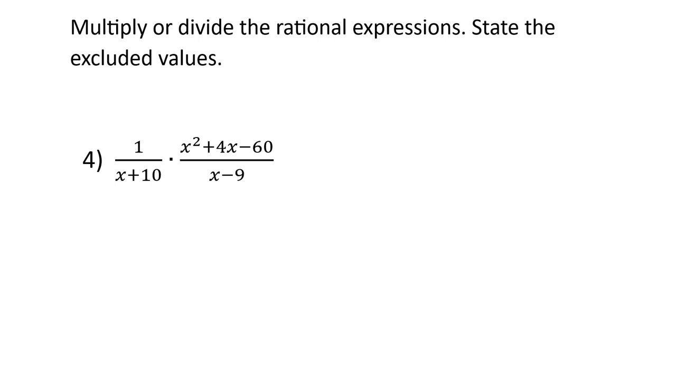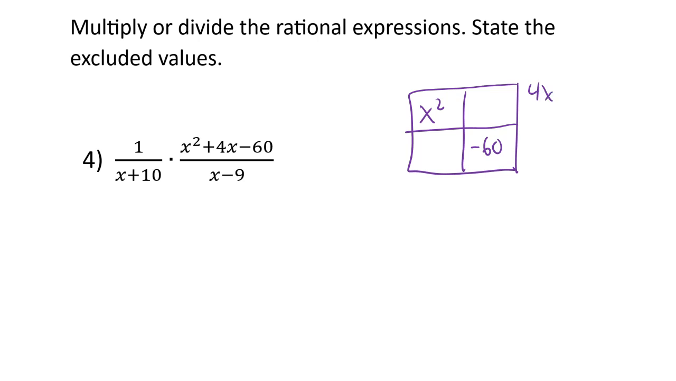multiplication/division problems. State the excluded values. So for multiplication, I always like to start off the problem by factoring. So in the first fraction, there's nothing to factor, but in the second fraction, there's that trinomial on top, x squared plus 4x minus 60. I am going to factor that. All right, so I need to figure out two numbers that multiply to be a -60, but would add/subtract to be a 4. So I'm going to go with a 10x and a 6x where the 6 is negative.